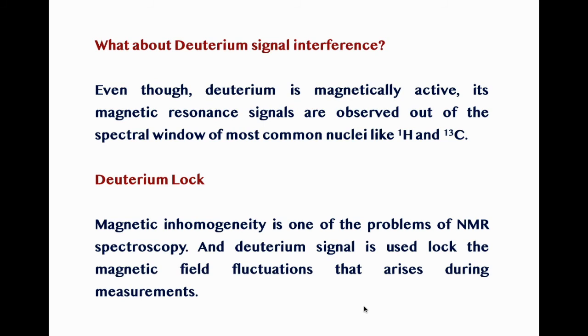The deuterium atom is magnetically active, there is no doubt. However, its NMR signals will be out of the window. To be precise, in the case of proton, our spectral window is between -4 to 20 ppm, and in the case of 13C NMR, it is roughly between 0 to 250 ppm. However, the resonating signals that arise due to the deuterium will be out of this window. So even though it is magnetically active and even though it is resonating, these signals will not interfere with the NMR signals that we are studying.